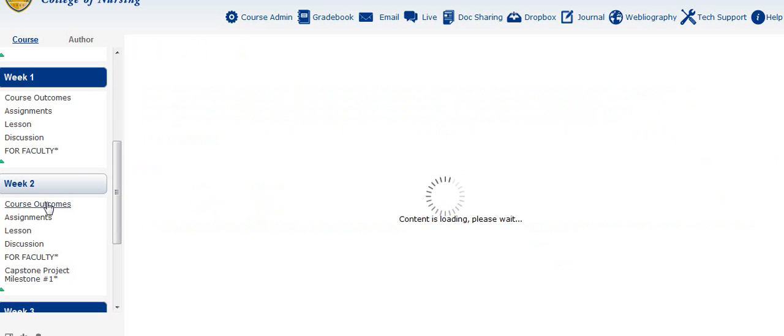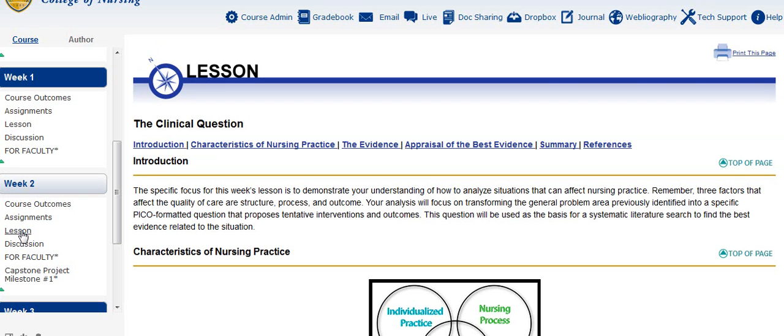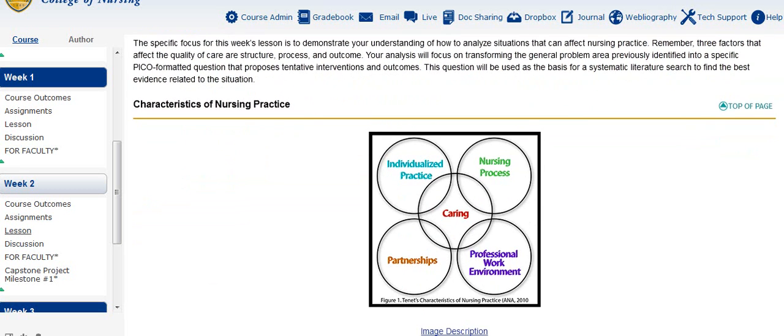So this week, as we look at our course outcomes, we're going to develop and outline a scientific, systematic decision-making process to integrate critical thinking with clinical judgment to assure safe and effective outcomes. And so as we do that, moving on to our lesson, we're going to be taking a look at characteristics of nursing practice, and obviously the nursing process, having a professional work environment, partnerships, a caring environment, so we're pulling in nursing theories there, and individualized nursing practice.